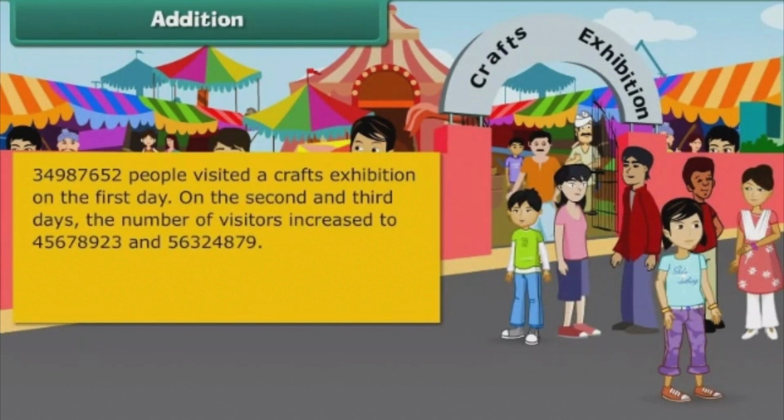34987,652 people visited a crafts exhibition on the first day. On the second and third days, the number of visitors increased to 4567,8923 and 5632,4879. How many people visited the exhibition in all?